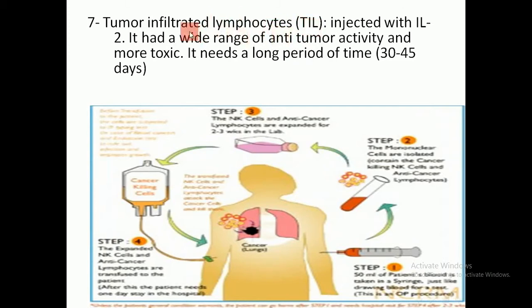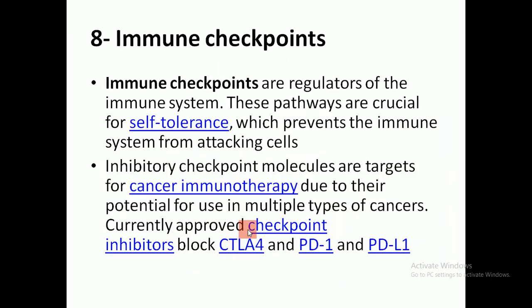TIL means that we remove the lymphocytes that infiltrate the tumor mass and culture them with interleukin 2 to become more active, more proliferative and more toxic, and then re-inject them to the patients with tumor. And these cells will be specific and directly attack the tumor and residual cells that stay after surgery or chemotherapy or radiotherapy.